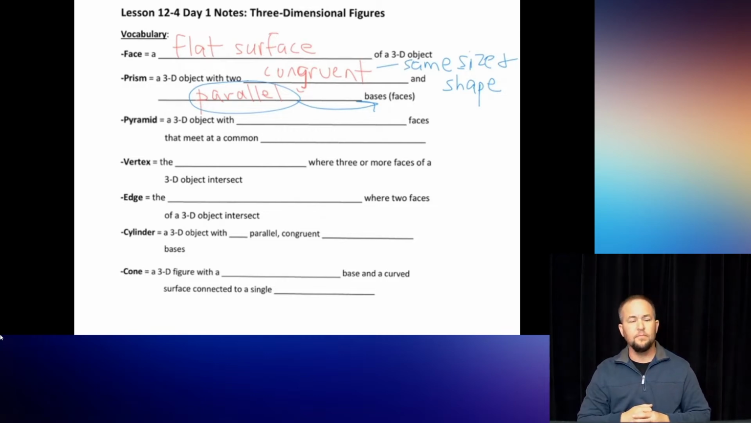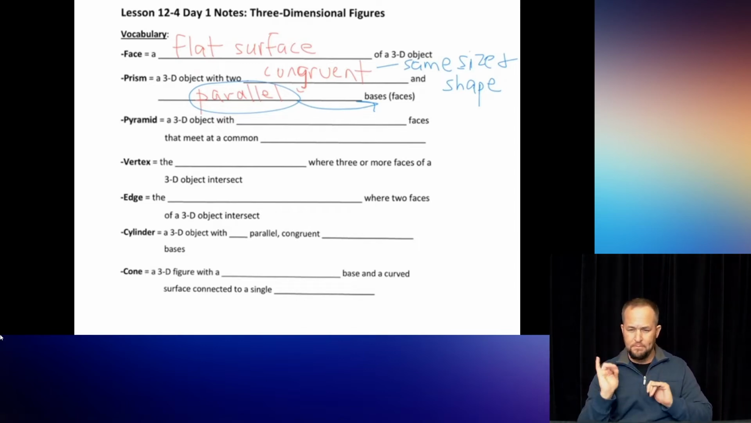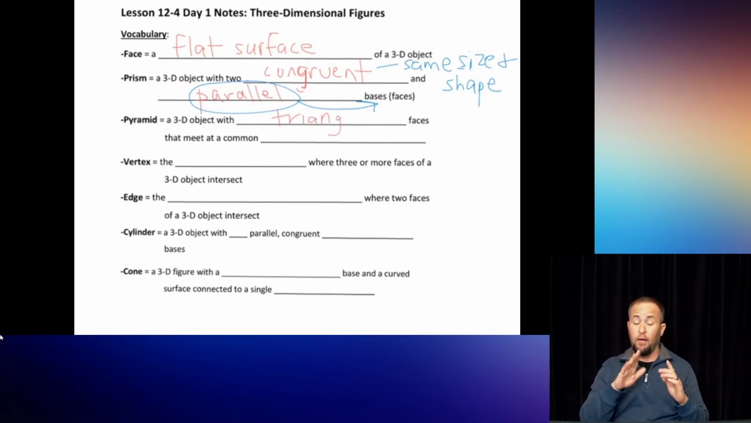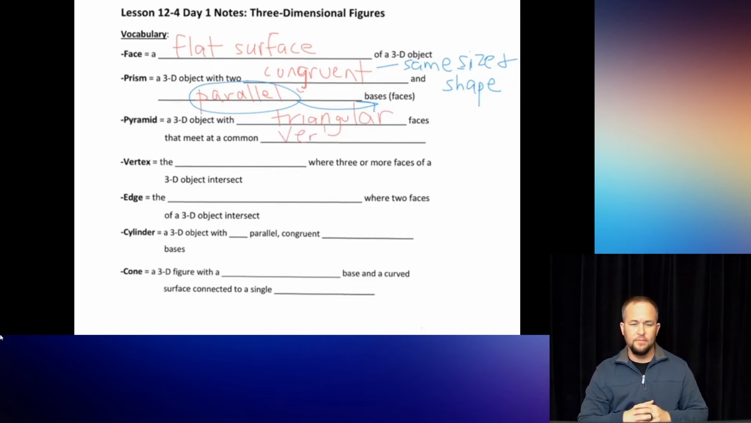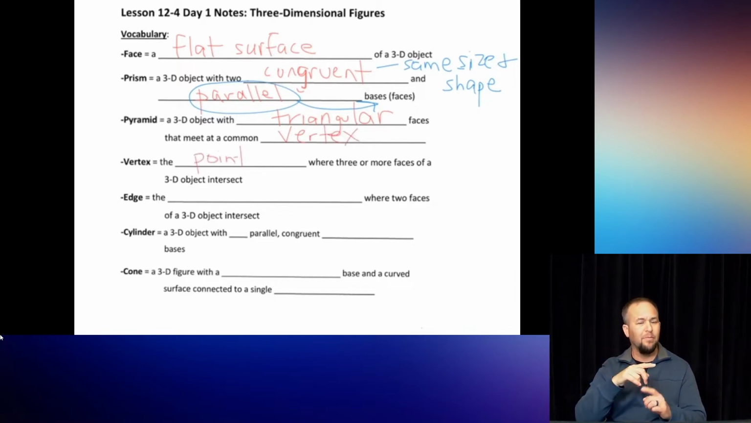A pyramid, if you guys remember your study of Egypt in 6th grade social studies, you'll be able to picture what the pyramids are. On pyramids, they have a whole bunch of triangular faces on the sides, but those triangles are not parallel to each other. In fact, they all come together to meet at a point at the top, and so that top point is called a vertex. So the triangles all meet together at the top, and the vertex, which is our next word down here, that's a point where they meet or intersect. So that's why there's a sharp point at the top of the pyramid.